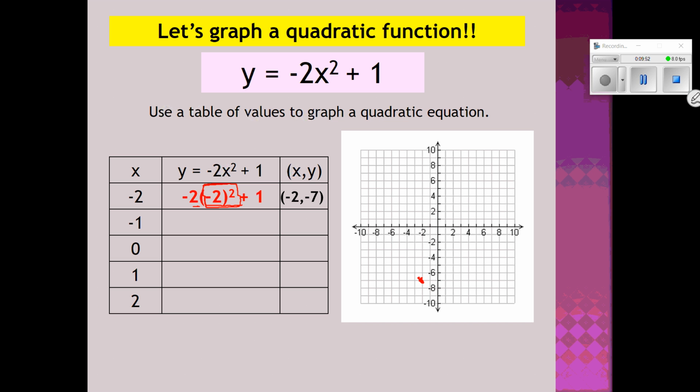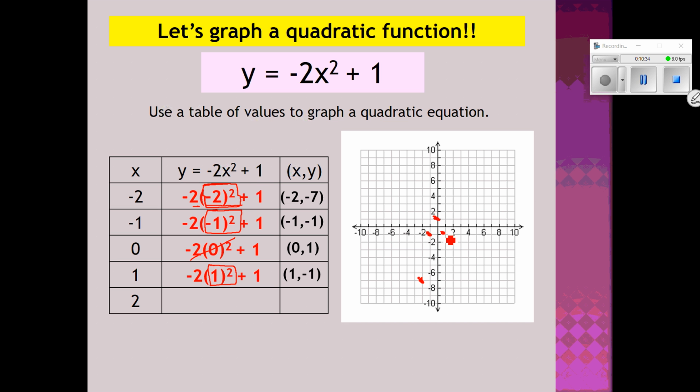Ooh, I need to recalibrate my smartboard. I'm not right on. Okay, we plug in -1. -1 squared is what we're going to do first. -1 times -1 is a +1, times -2 is -2, plus a +1, so we have (-1, -1). If we plug in 0, basically this whole part of the thing goes away because 0 squared is 0, and 0 times -2 is 0, and we just have 1 left, so that would be (0, 1). If we plug in 1, we're first going to do 1 squared times -2, which is -2, plus 1 is -1, so we have (1, -1).